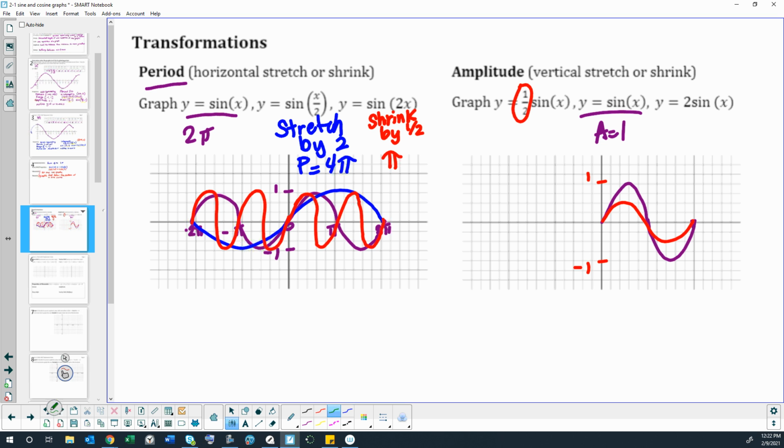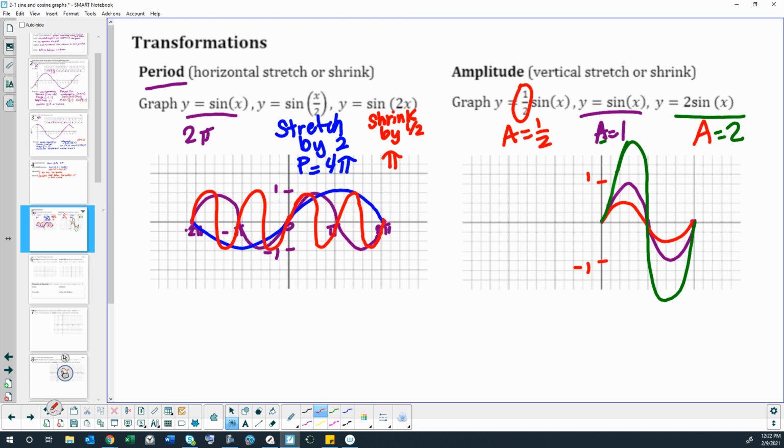So the other one here, the 2 sine theta, that would be twice as tall, right? I'm guessing the right size. I have the graph right there. So this would be an amplitude of 2, where this one would be an amplitude of 1/2. So it's just that front number.